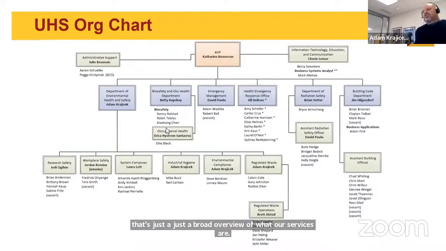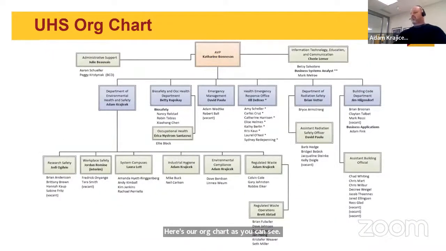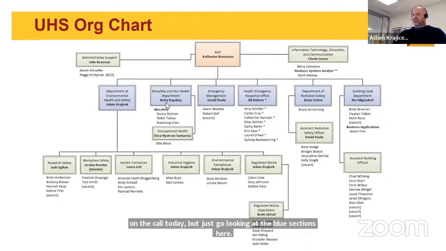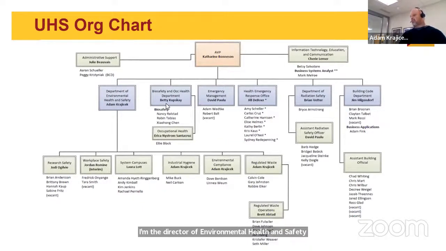Here's our org chart. As you can see, Catherine Bonison is our AVP. I believe she's joined us on the call today, but looking at the blue sections here, I'm the Director of Environmental Health and Safety. You can see the programs that I oversee, but we also have biosafety, emergency management, our HERO office, radiation safety, and building code. So again, a very broad range of health and safety topics.